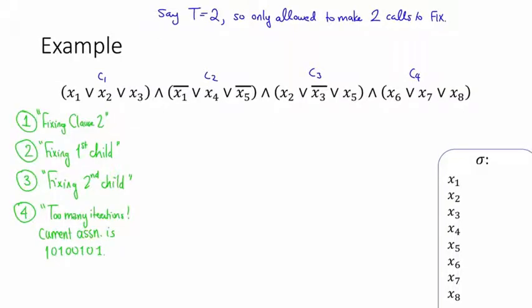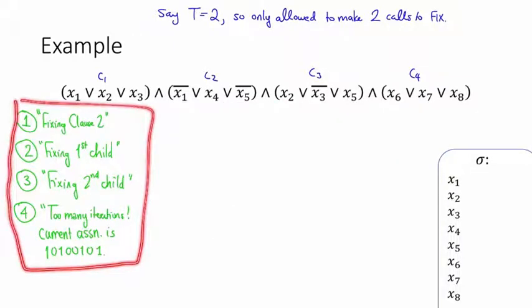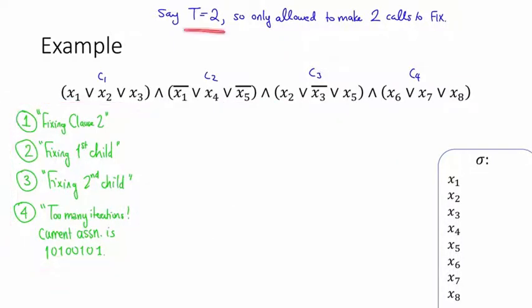Okay, but let's prove it just for this example. So here I've erased everything that we had about the execution path. All I've kept is the print statements. So here are the 4 print statements that we made in the case when t equals 2. First we said fixing clause 2, then we said fixing first child, then we said fixing second child, then we said too many iterations. The first thing we can observe is that from this information, we can figure out sort of the structure of the recursion.